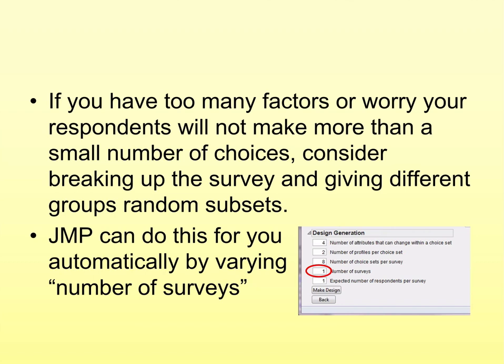Now, on the other hand, if let's say the minimum number of choice sets that you have to give is, let's say, 30, and you think that's excessive for any one person to make, what you might want to do is enter there 2 for 2 different surveys. And what it's going to do is randomly generate 2 subsets, which you would then analyze by pooling them all together when you're done.